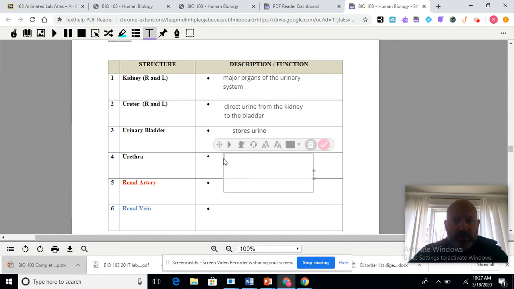And the urethra directs urine from the urinary bladder to the outside.